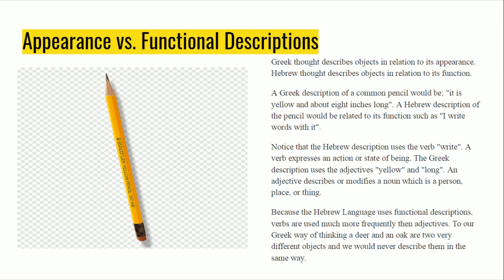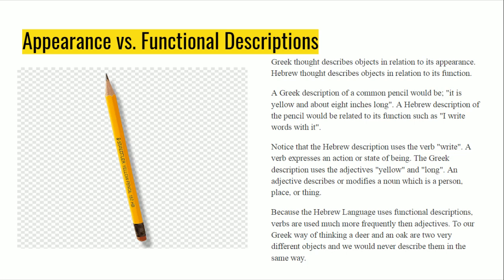A Greek description of a common pencil would be, it is yellow and about 8 inches long. A Hebrew description of the pencil would be related to its function, such as, I write words with it. Notice the Hebrew description uses the verb write. A verb expresses an action or state of being. The Greek description uses the adjectives yellow and long. An adjective describes or modifies a noun, which is a person, place, or thing, right?